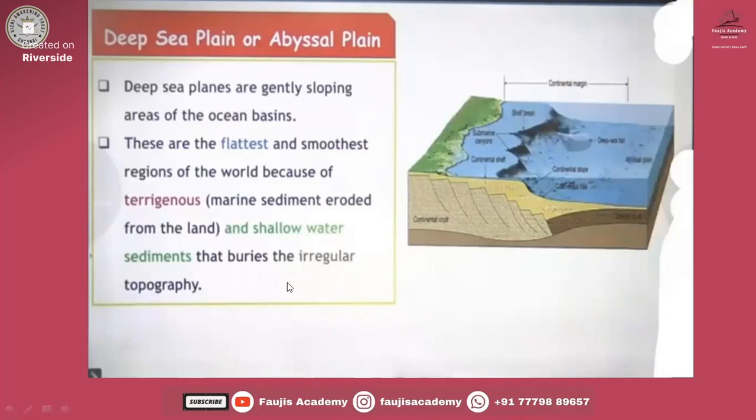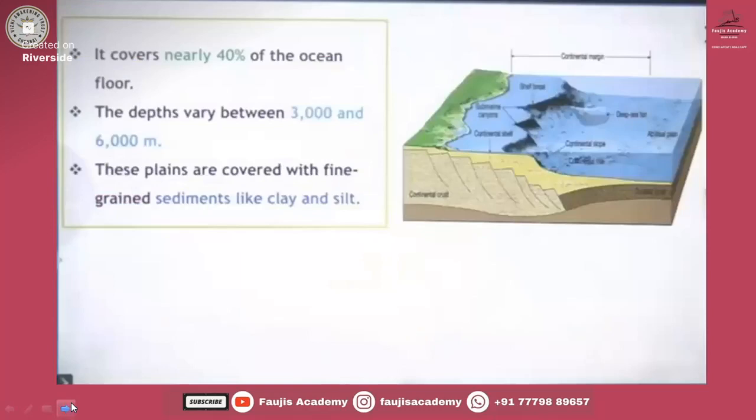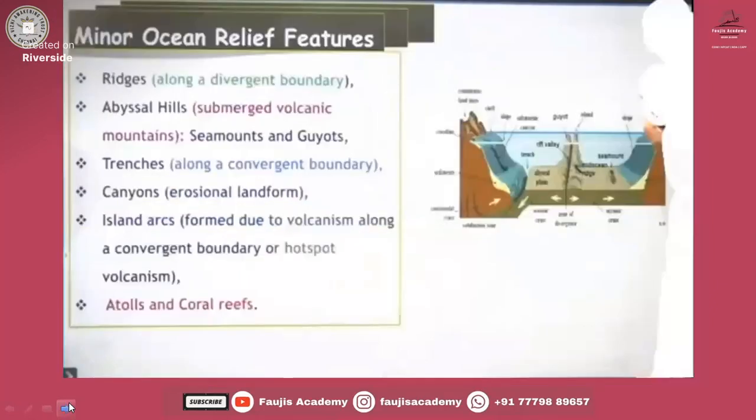That is by the irregular topography. And this part covers about 40% of the ocean floor. So the deep sea plain, or abyssal plain, covers 40%, and the depth will be from 3000 to 6000 meters. So remember that also. And these plains will be covered in clay and silt.